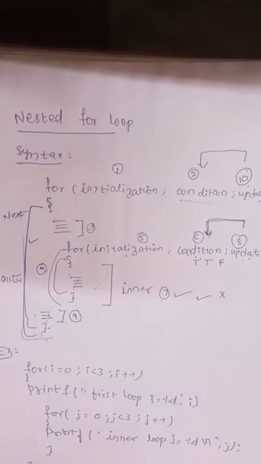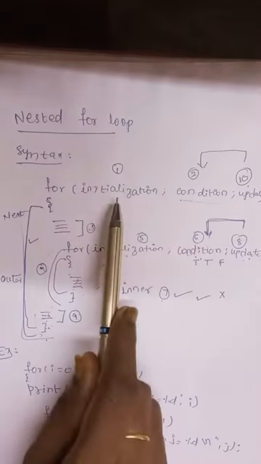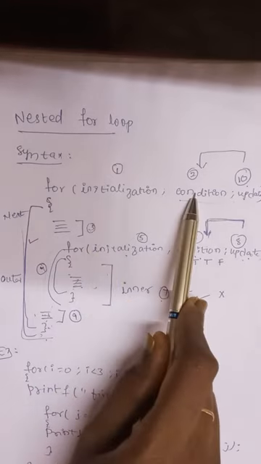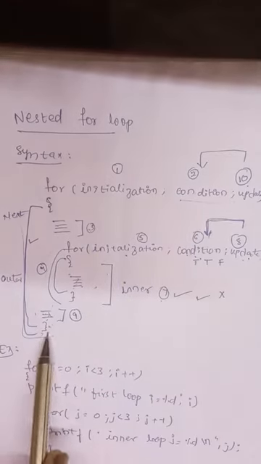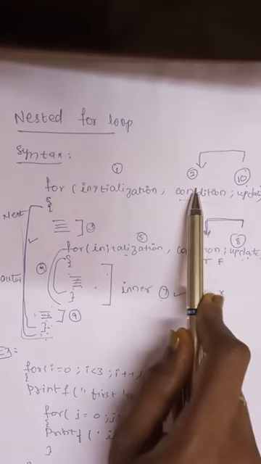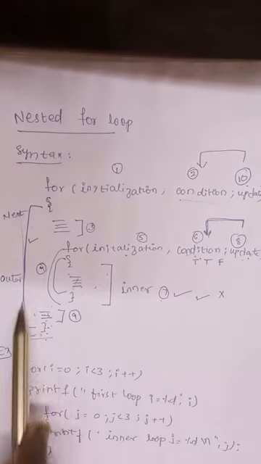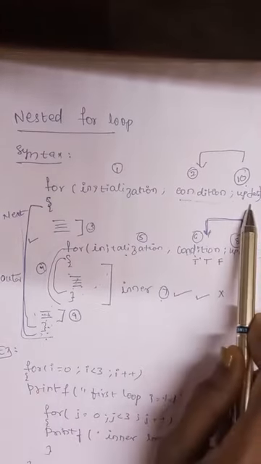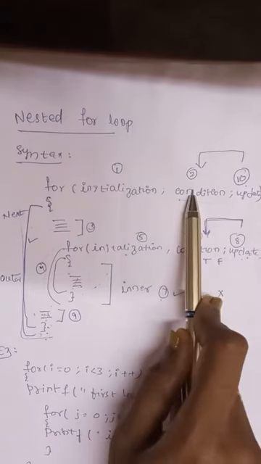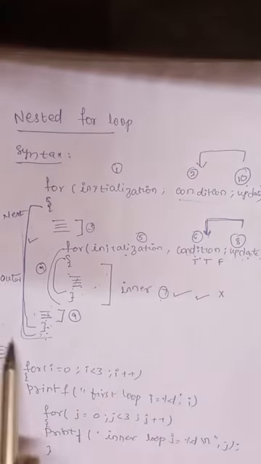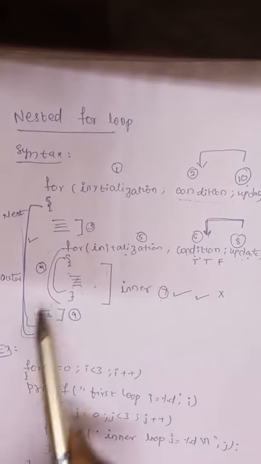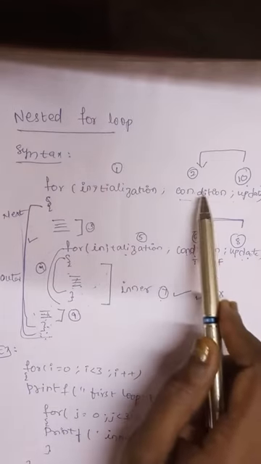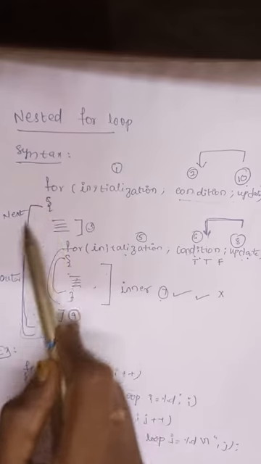Understood? I am repeating again. First, initialization of the outer for loop, condition is tested, so this block is executed, then the value is updated, again tested, if true, again this block is executed, again the value is updated, again the condition is tested, if true, this block is executed completely. Now come back to the inner for loop. If the condition is true, what we are doing, this block we are executing.